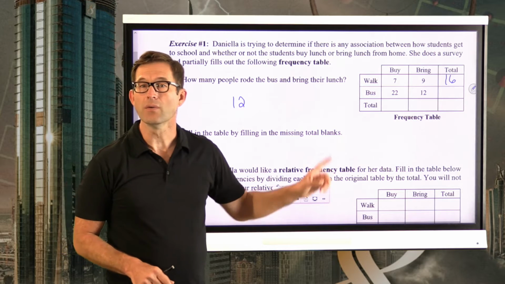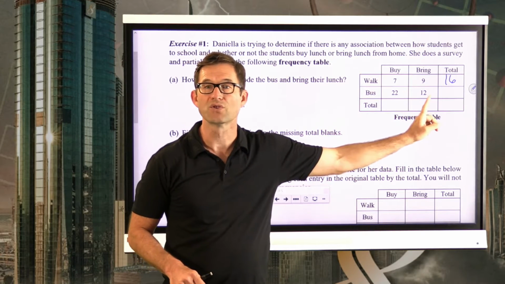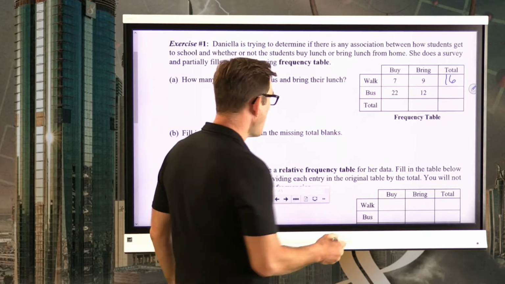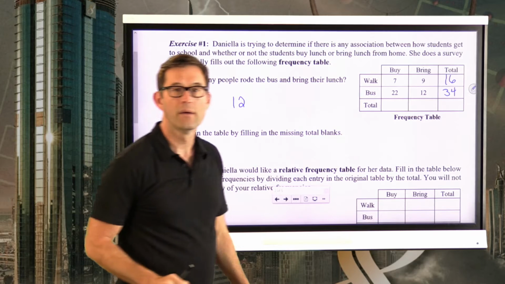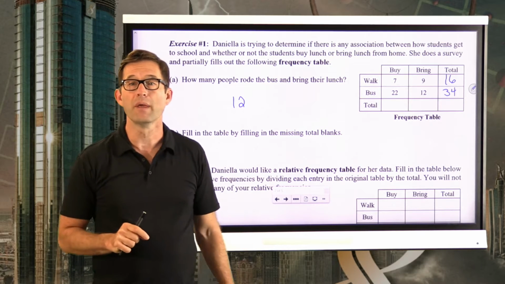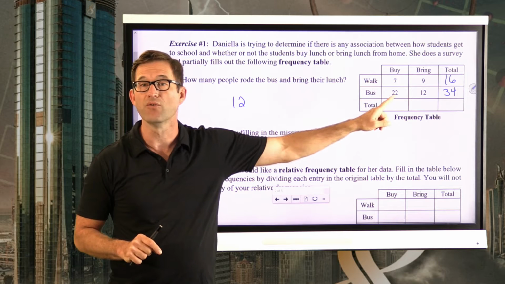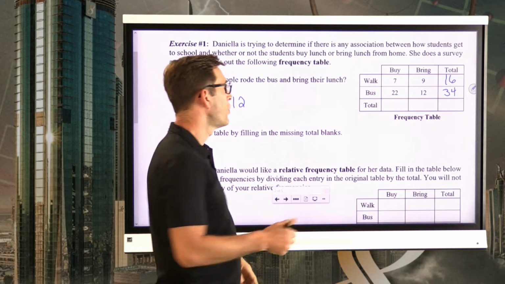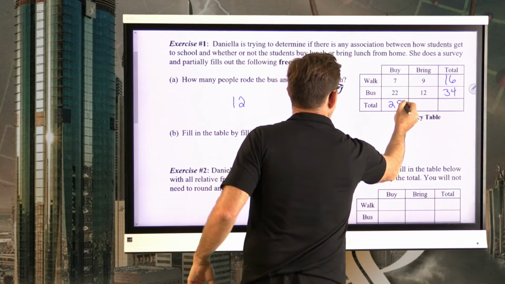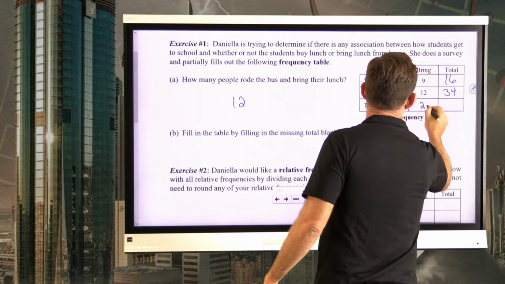All right, so let's count up all the people that rode the bus. That'll be these 22 people and those 12 people. So when I add them together, I find that there are 34 people that ride the bus. I can now think about how many total people buy their lunch. There are 7 people who buy their lunch that walk and 22 people who buy their lunch that ride the bus. So if I add these up, I can get 29. And likewise, people who bring their lunch, I can add those up and get 21.